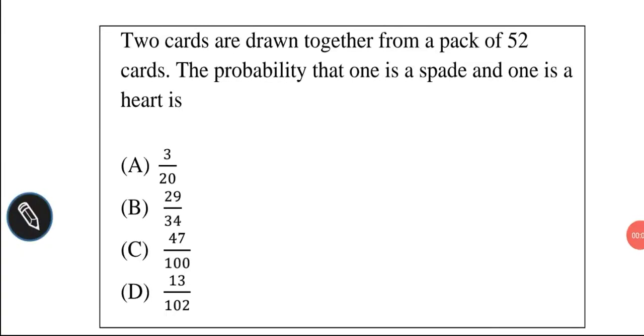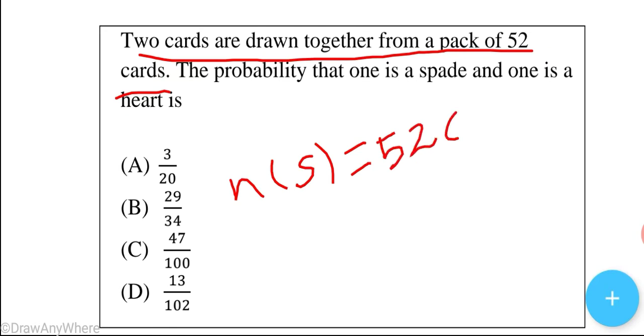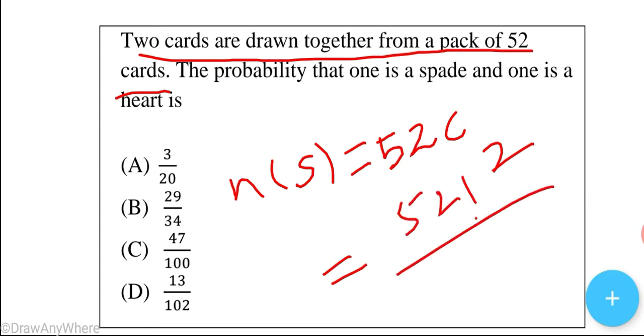Two cards are drawn together from a pack of 52 cards. So n of S is equal to, there are 52 cards, two cards are drawn. So 52C2 is equal to 52 factorial divided by 2 factorial into (n minus r) factorial, so 52 minus 2, which is 50 factorial.